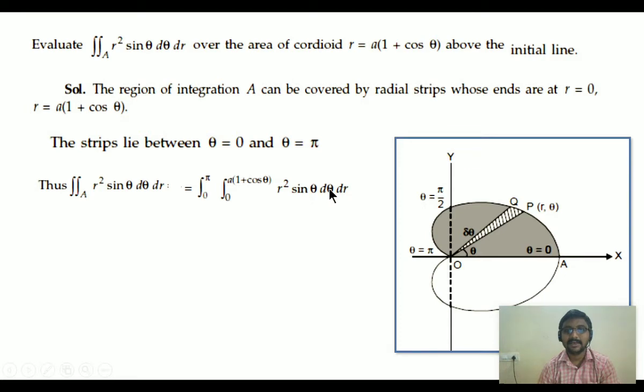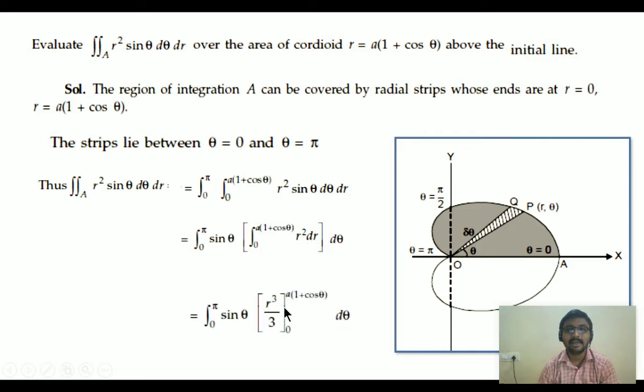First we have to integrate with respect to r and then theta. While integrating with respect to r, keep theta as constant, that is, keep sin theta as a constant. Then integrate r square with respect to r. What is the integral of r square with respect to r? It is r cube by 3. We just have to replace the upper limit as a into 1 plus cos theta and the lower limit as 0.